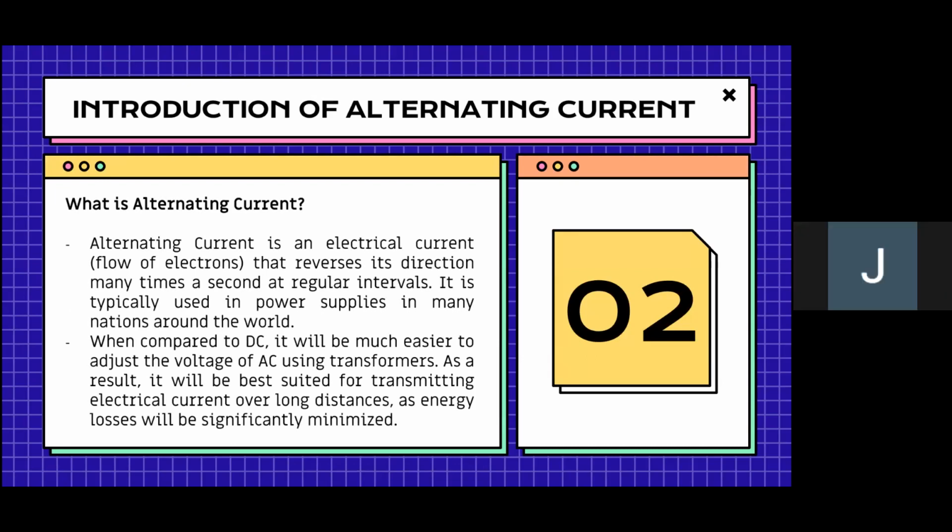Good evening. Sa introduction of alternating current naman, ano nga ba yung alternating current? Yung alternating current is an electrical current that reverses its direction many times a second at regular intervals. Mas preferred yung AC kaysa sa DC in long distances dahil nami-minimize niya yung energy losses, in which sa DC hindi siya ganon ka-effective. Next slide.